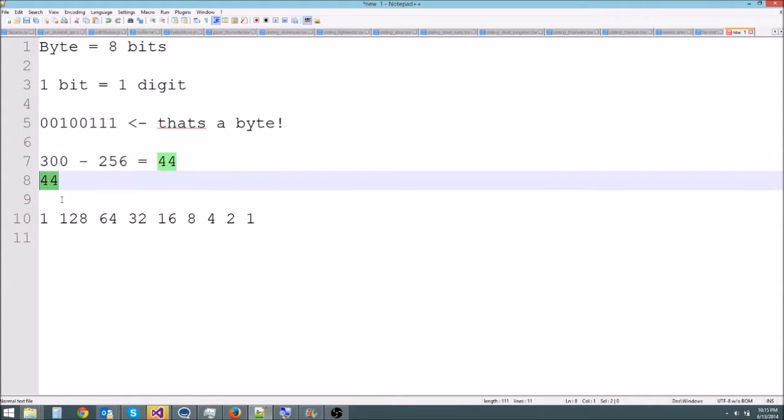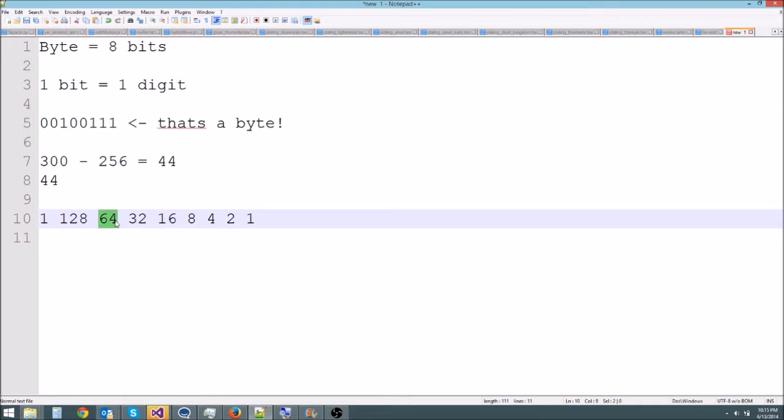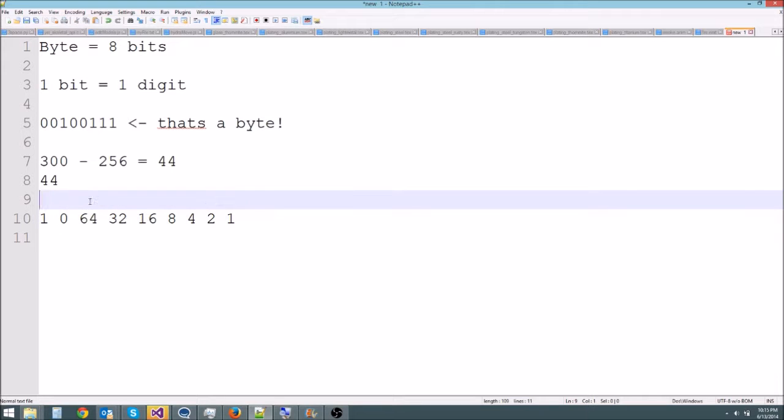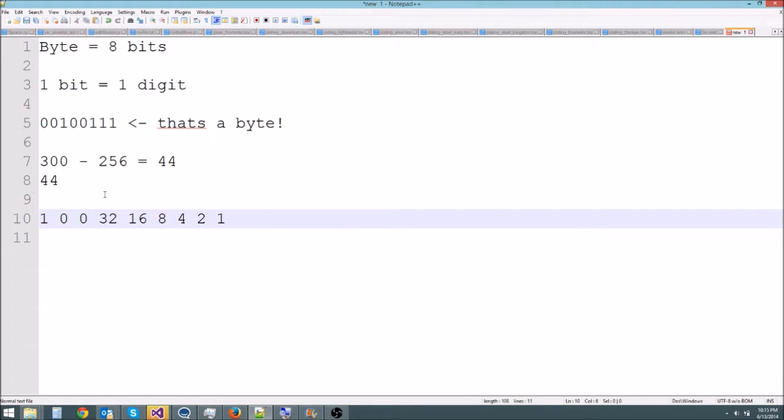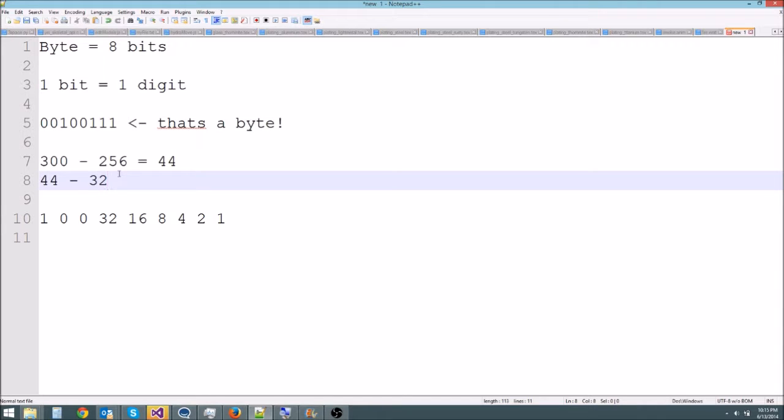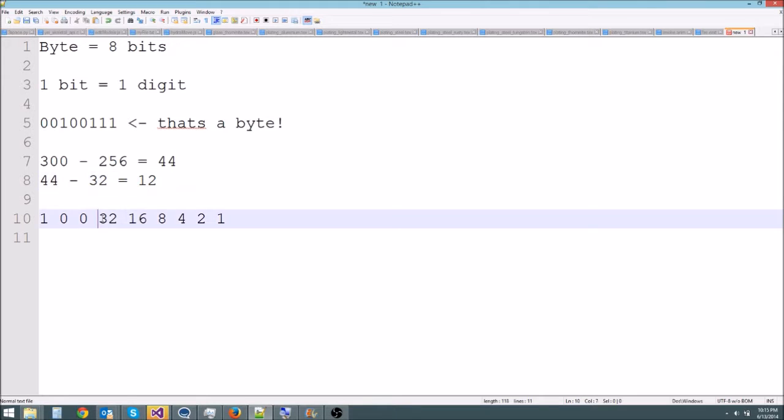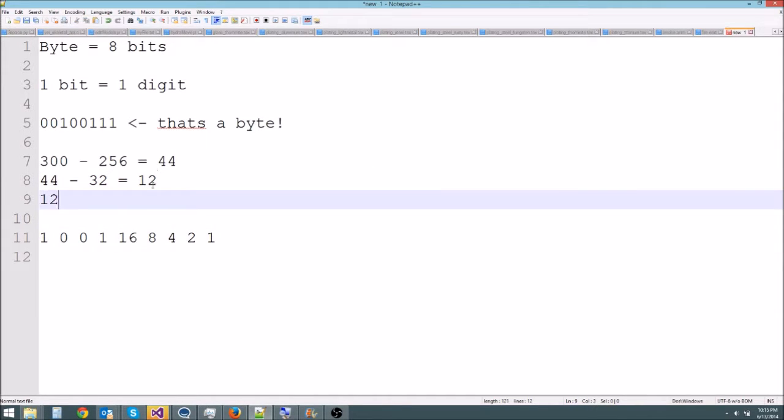Now we go down the list and we replace all of the numbers that are bigger than 44 with a 0. 128 is bigger than 44, so that's a 0. 64 is bigger, so that's a 0. 32 is not bigger. Since 32 is smaller, we're going to subtract by 32. So 44 minus 32 equals 12. We're going to do the same thing. Since we subtracted by 32, we're going to put a 1 here. And we'll put 12 on the next line.